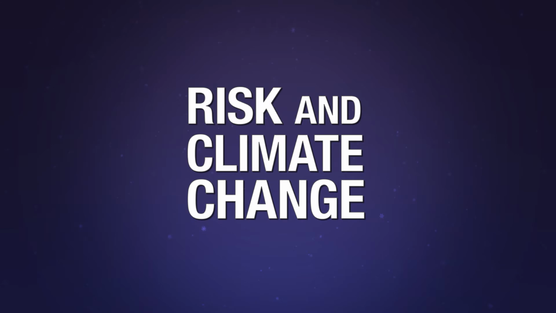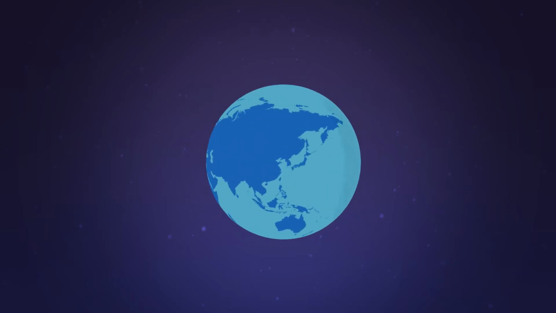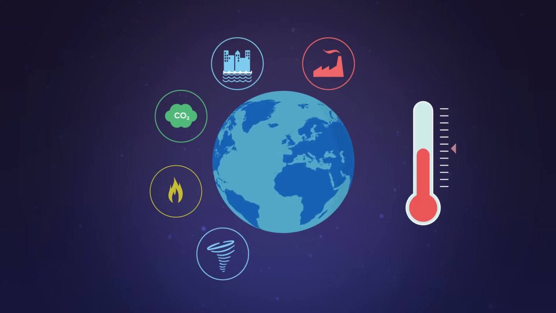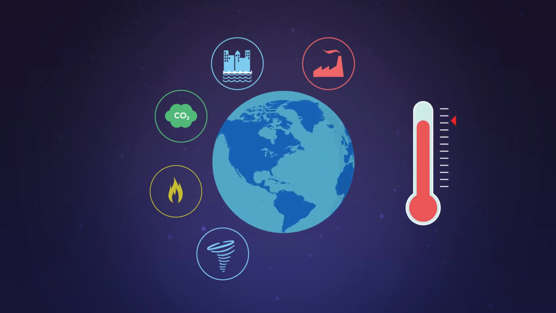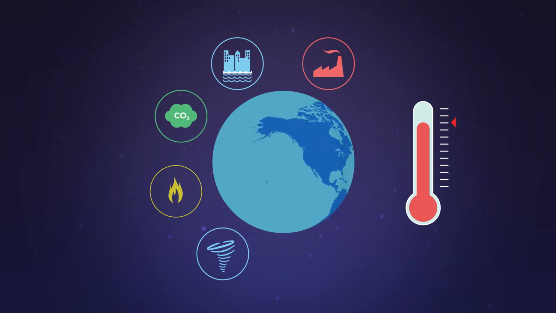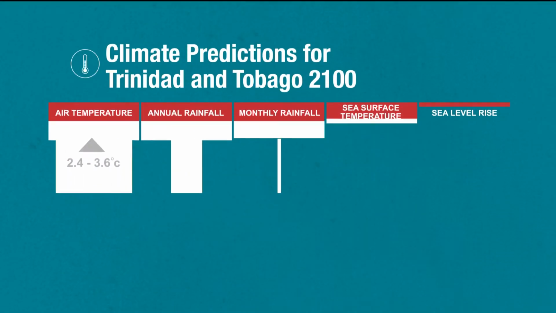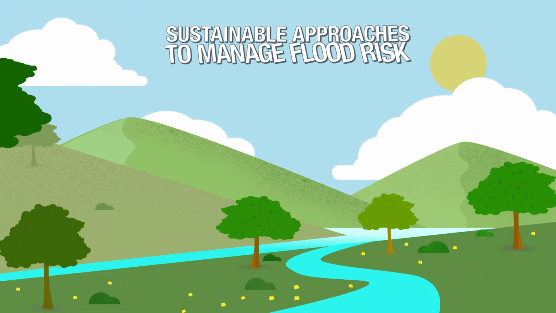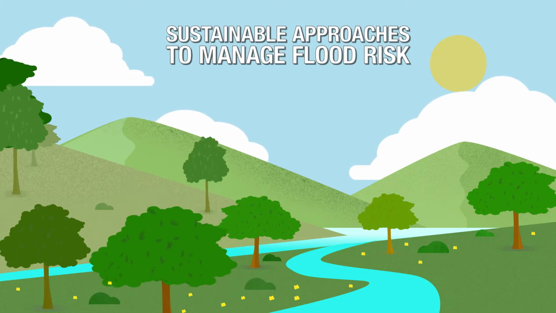Risk and climate change. The onset of climate change has shown that we will continue to experience increases in the intensity, duration, and frequency of flood weather events. Existing flood management systems we have in place may not be able to effectively safeguard against the increased future risk posed by climate change. Sustainable approaches to manage flood risk.